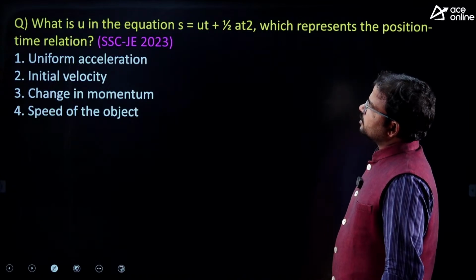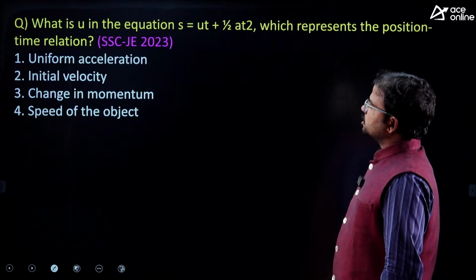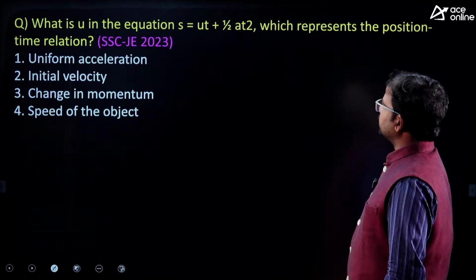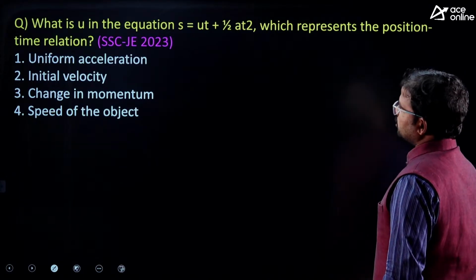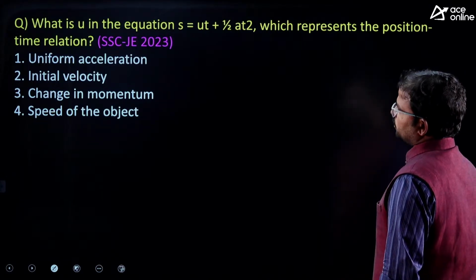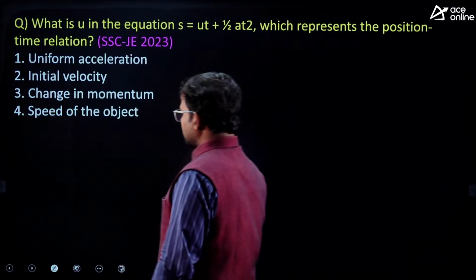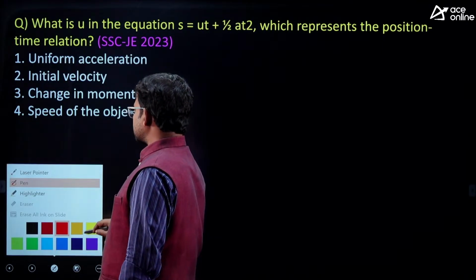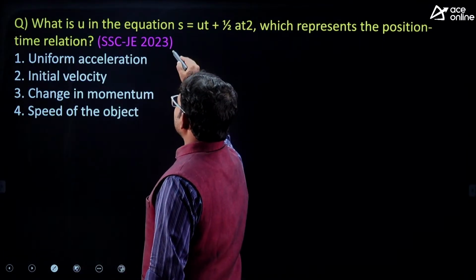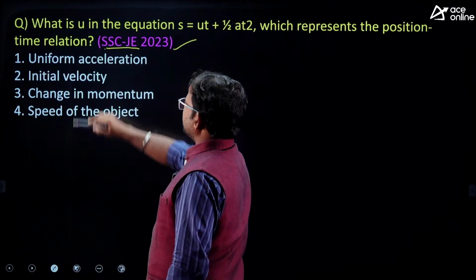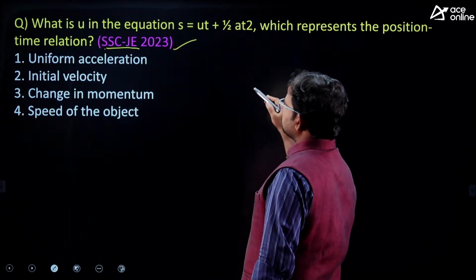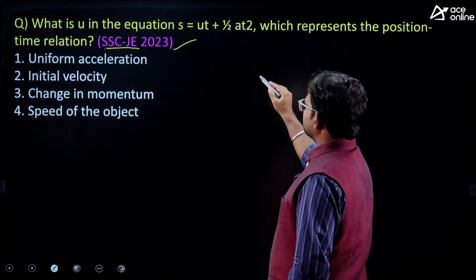So here is the first question. What is U in the equation S is equal to UT plus half AT square, which represents the position-time relation? This question was previously asked in 2023 from the SSC JE point of view. So, S is equal to UT plus half AT square.